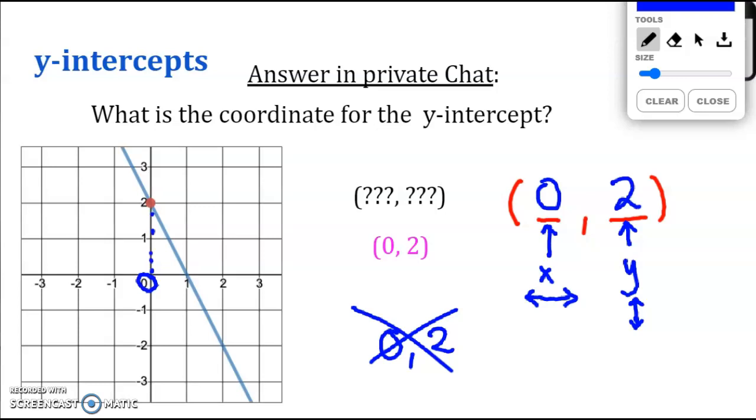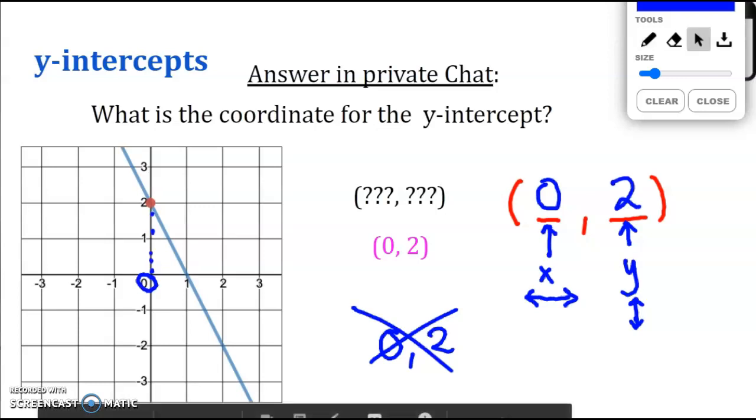And I know that when we're dealing with the y-intercept, the first number is always going to be 0. So the first number is always going to be 0.